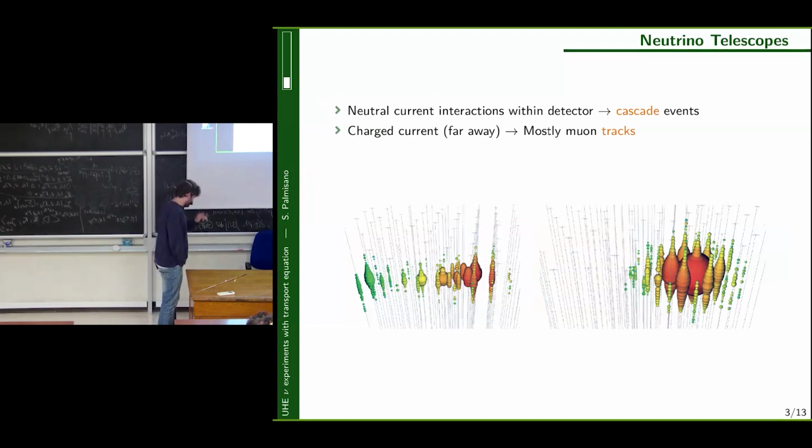There are several types of events that can be registered at neutrino telescopes. They can broadly be divided into these two classes. So cascade-like events, like on the right, which are mostly initiated by neutral current interactions of neutrinos within the detector, which release a large amount of energy, mostly in the form of hadrons which don't travel long distances. So they have this sort of blob shape.